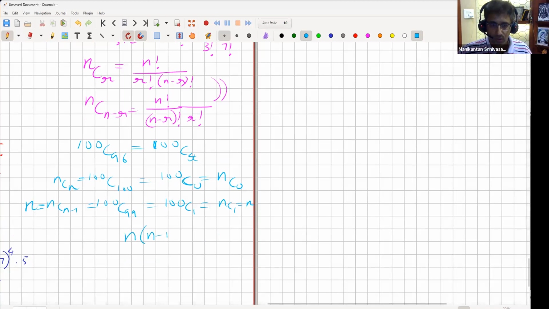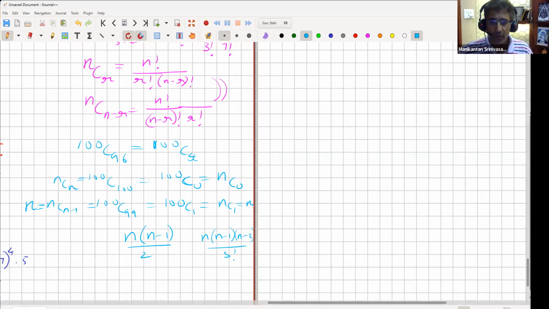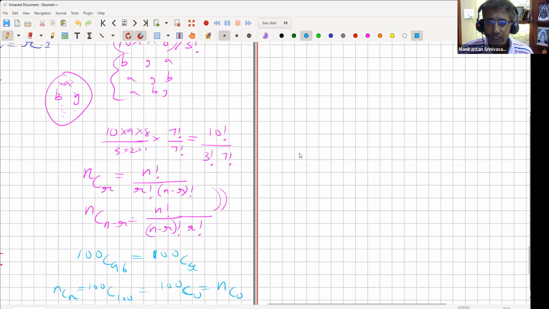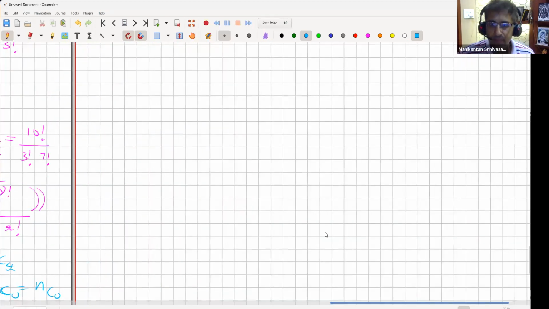Of course, n choose 2 is n into n minus 1 by 2. n choose 3 would be n into n minus 1 into n minus 2 by 3 factorial, and so on, right? Okay, that's choosing. Now, arranging is what? We can keep the arranging game separately.